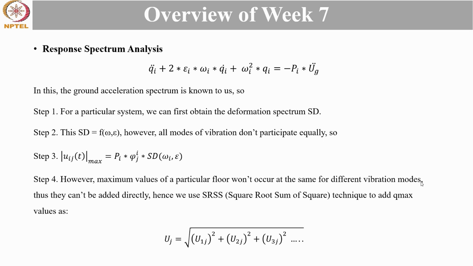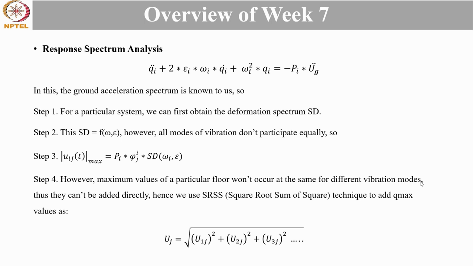And second is response spectrum analysis. In this, the ground acceleration spectrum is known to us. So, step 1 will be, for a particular system, we can obtain the deformation spectrum, the spectral deformation. And since this spectral deformation is a function of omega and epsilon, however, all modes of vibration don't participate equally. So, the deformation of a particular floor and in a particular mode will be maximum. The maximum deformation of a particular floor and at a particular mode will be given by a product of participation factor into modal vibration into spectral deformation value.